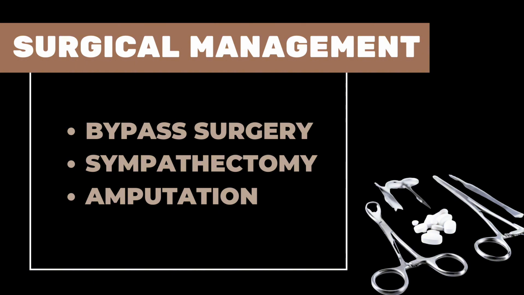Lastly is the amputation. Amputation is the surgical removal of a limb or a part of a limb due to injury, disease, or a medical condition that poses a threat to the person's health. In the case of thromboangitis obliterans or Buerger's disease, amputation may be considered in severe cases where blood flow to the extremities is severely compromised, leading to tissue necrosis and gangrene.